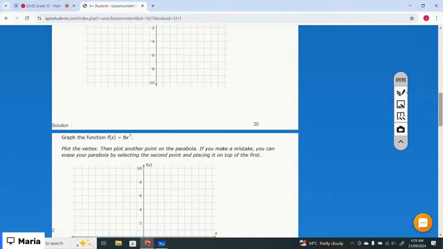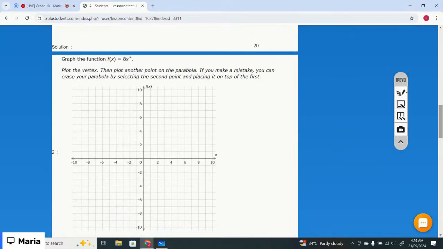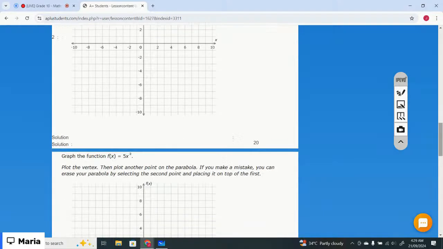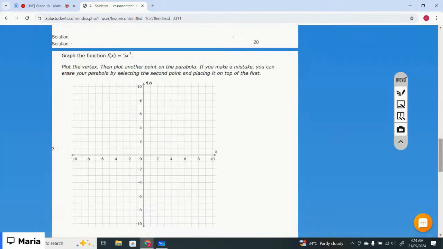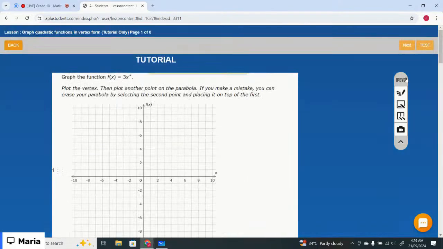For the next equation, you have f of x equals 8x squared. Again, the vertex is 0, 0, and you have to use another point, that is x equals 1, y equals 8, but you are not given the graph here. Let's move on to the next question because that's just a tutorial.